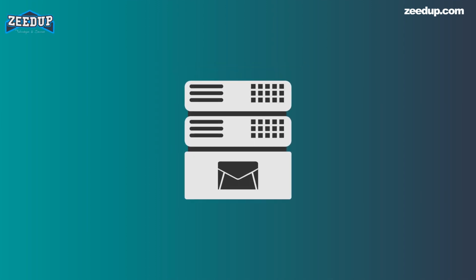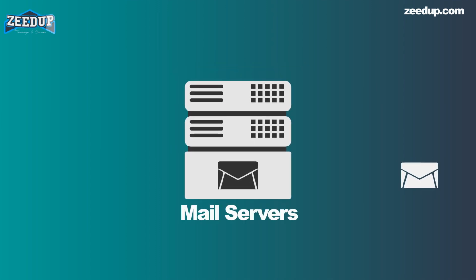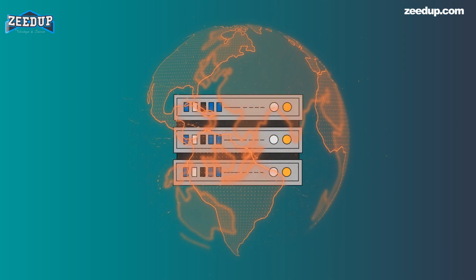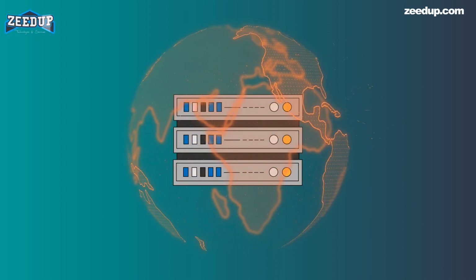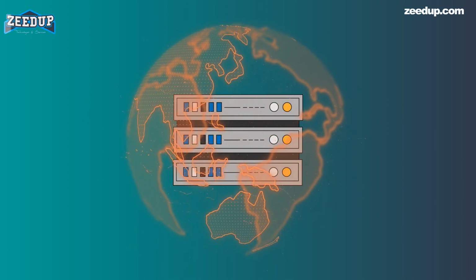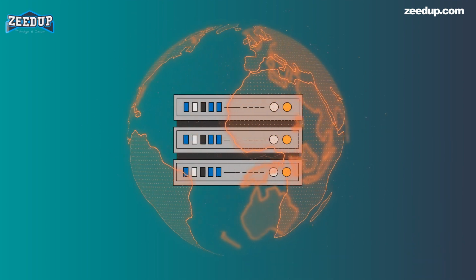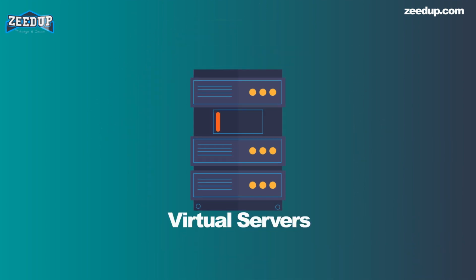Mail servers. Mail servers are a very common type of application server. Mail servers receive emails sent to a user and store them until requested by a client on behalf of said user. Web servers. One of the most abundant types of servers in today's market is a web server. A web server is a special kind of application server that hosts programs and data requested by users across the internet or an intranet.